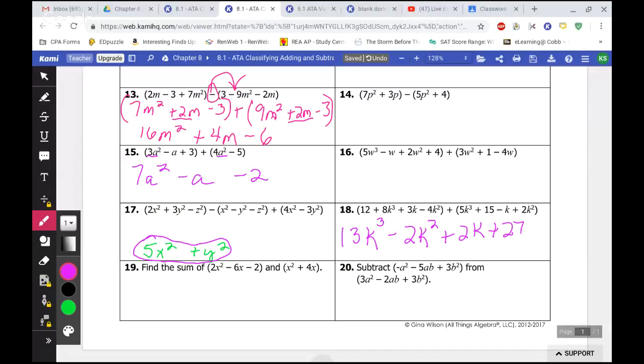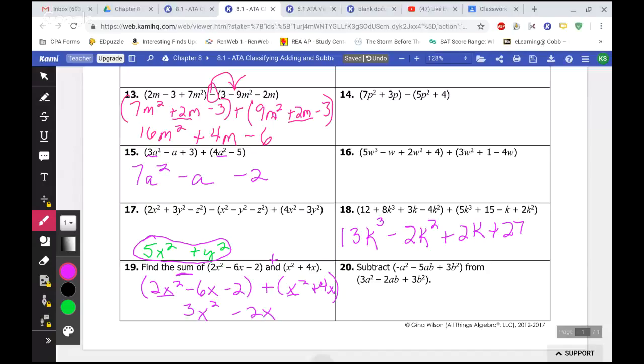So number 19, the first one is in standard form. We're finding the sum. So that means to add. So I've got 2x squared minus 6x minus 2 plus x squared plus 4x. So 2x squared plus x squared is going to be 3x squared. Minus 6x plus 4x is minus 2x.